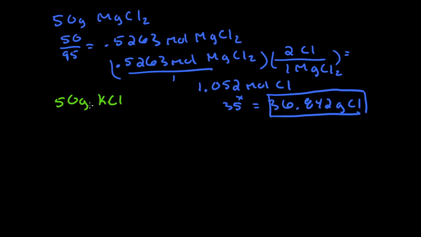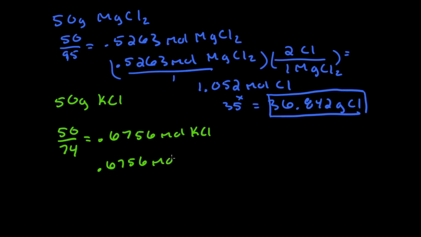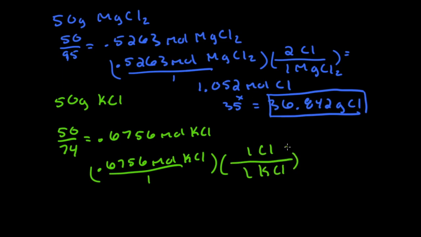We'll do the same thing for this KCl. I'm going to take 50 grams of KCl divided by the molar mass, which is 74, and that's going to be equal to 0.6756 moles of KCl. Now for every 1 KCl, I'm going to have 1 Cl atom, so that would be 0.6756 moles of Cl.